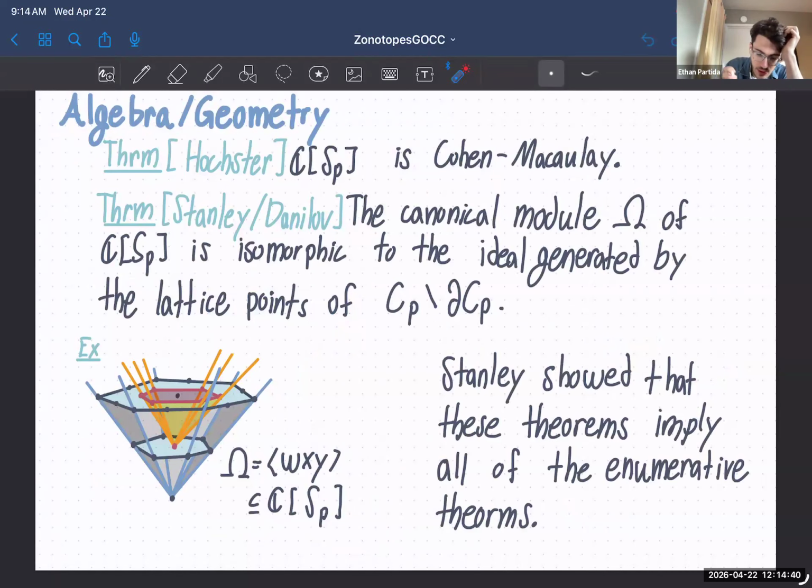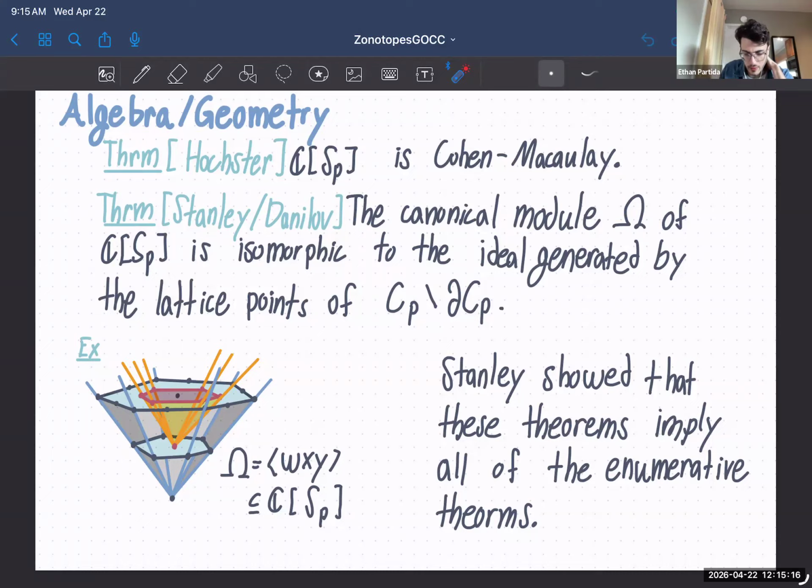Okay. And it turns out this algebra is very nice from an algebraic perspective. It's a theorem of Hochster that this algebra is Cohen-Macaulay, which is a niceness property. And since it's Cohen-Macaulay, you can talk about a canonical module, the dualizing module. And it's a result of Stanley, and separately Danilov in the context of toric varieties, that the canonical module of this algebra is isomorphic to a very special ideal. It's the ideal generated by the interior lattice points.